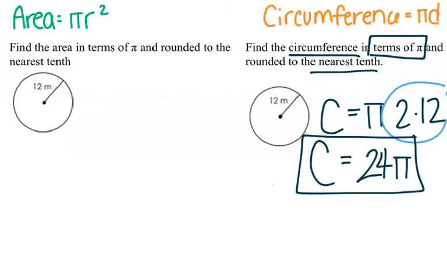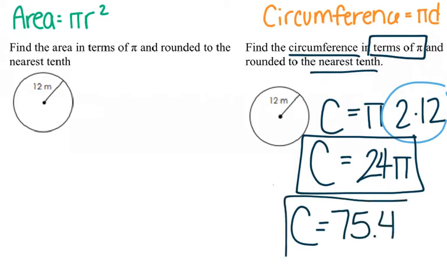Now when we do rounded to the nearest tenth, we're just going to put 24 pi in our calculator. Make sure, once again, that you're using the pi button. When we round to 1 decimal place, we get 75.4. So that's the two ways that you find area and circumference in terms of pi and rounded to the nearest tenth.